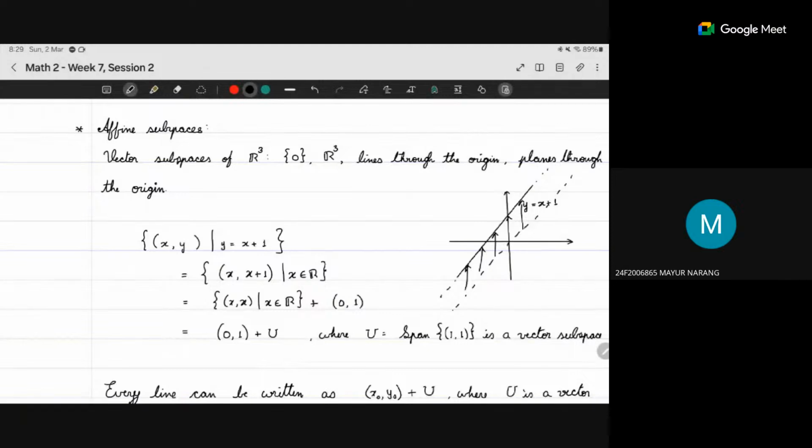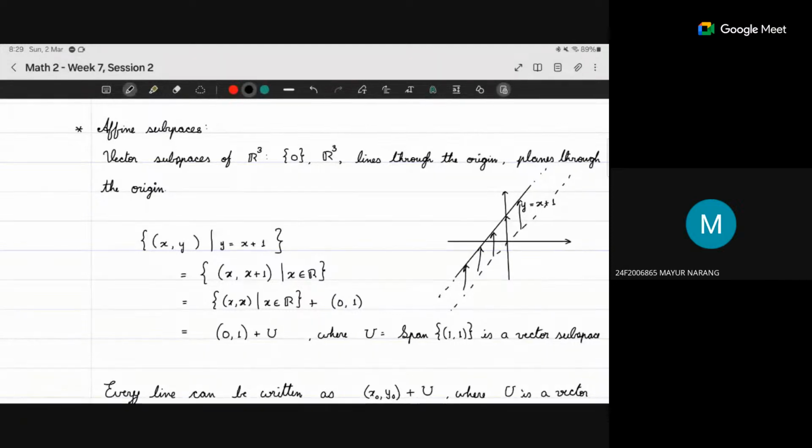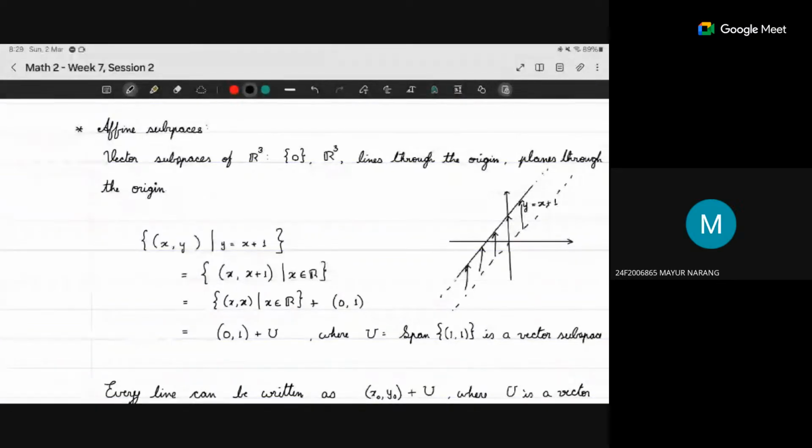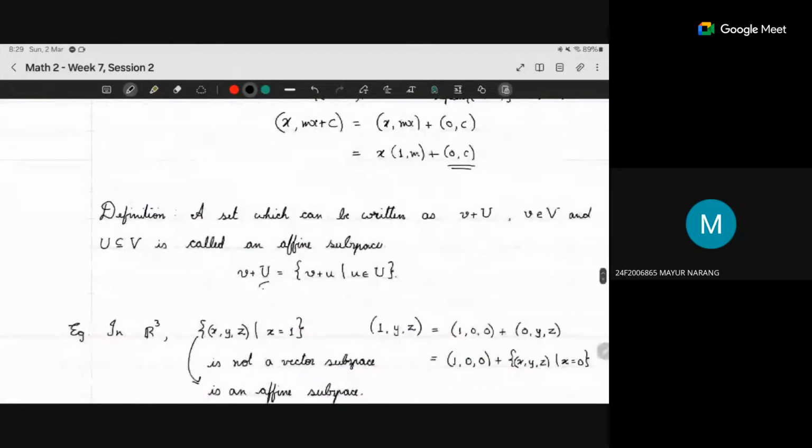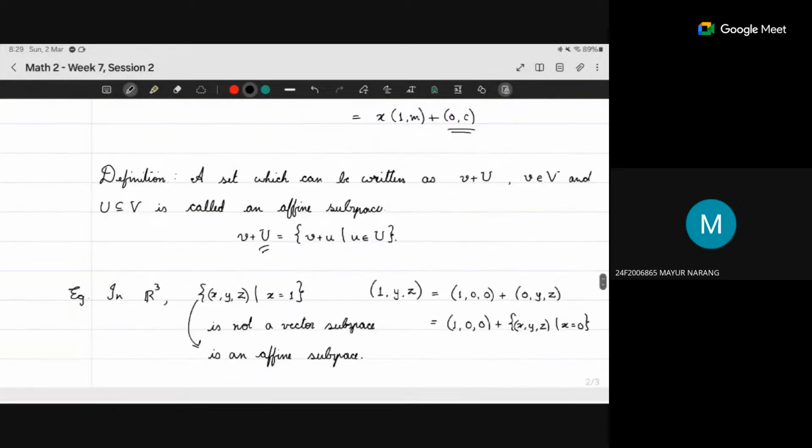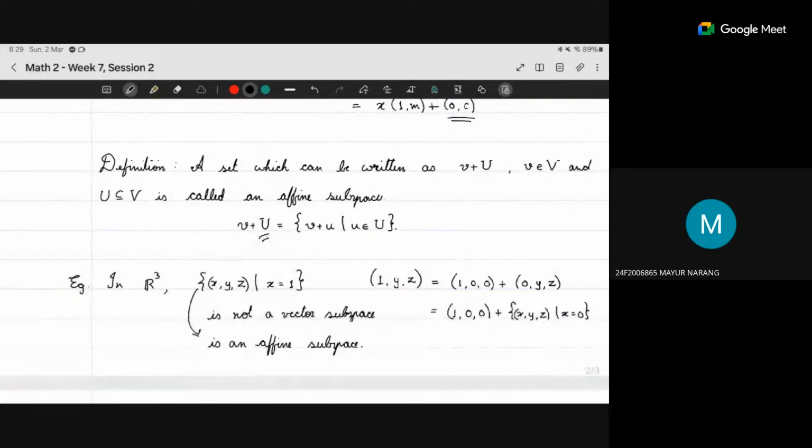You can take this line with slope 1 which passes through the origin and shift every element using the vector 0 comma 1. You can add 0 comma 1 to each vector of the line passing through the origin, and the set that you get is actually a line which does not pass through the origin. This is the prototype example for an affine subspace, where you take elements from a given vector subspace, translate them by a fixed vector, and the resulting thing is what we call an affine subspace.